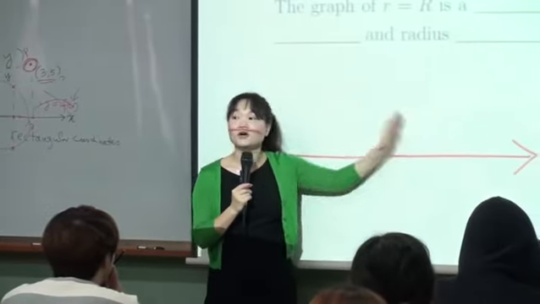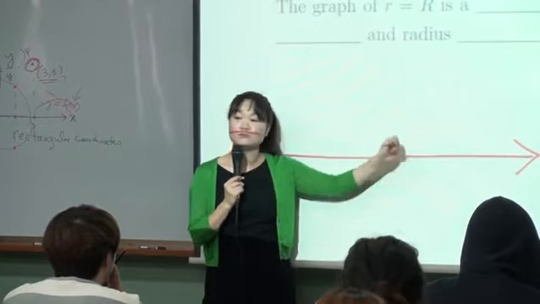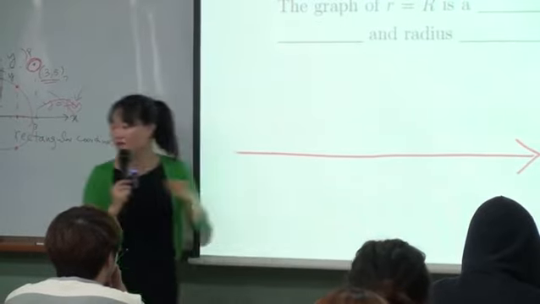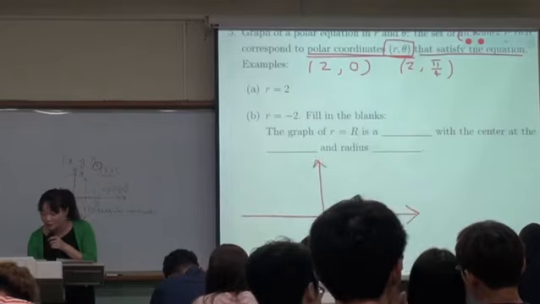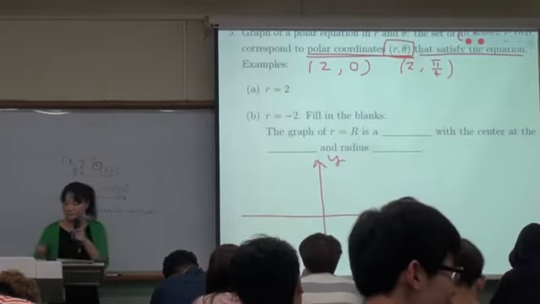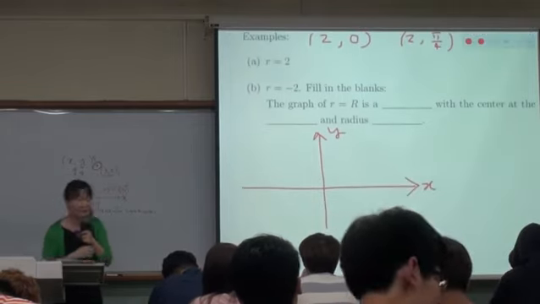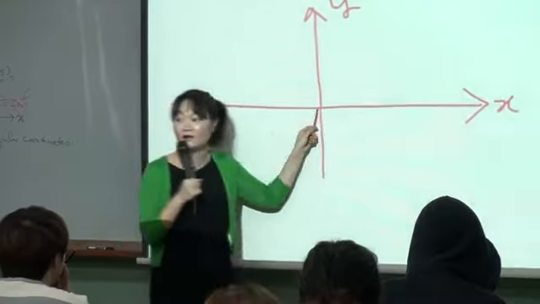Equation을 xy 평면에 그리는 거예요. xy 평면에 그리면서 x axis를 polar axis로 하고 그리는 거예요. Right. So I can put x and y like this. So this is x and this is y. But this is my polar axis and that's the pole, okay?